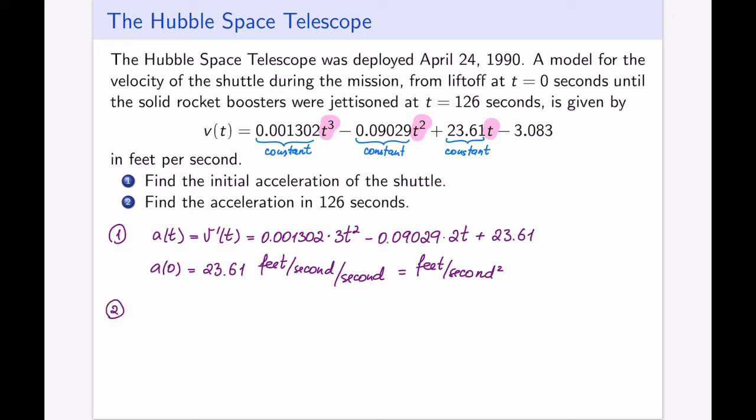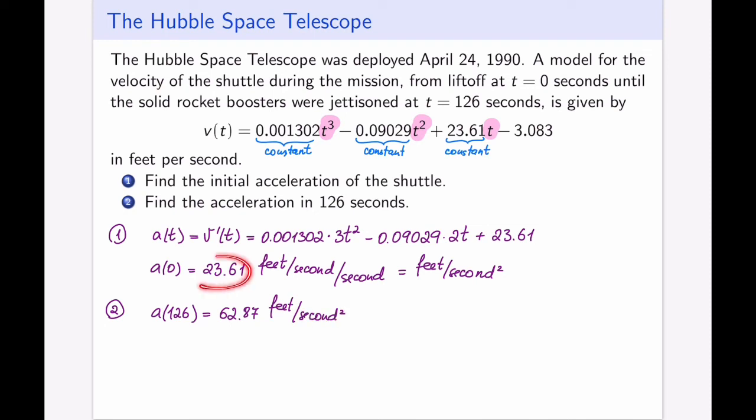Now for the second part, I've actually done most of the work. I am asked to find the acceleration in 126 seconds, but I already have my acceleration function. So all I need to do is plug in 126 into this function right here. So the acceleration at 126 seconds is going to be 62.87. And of course, the units are the same, feet per second squared.